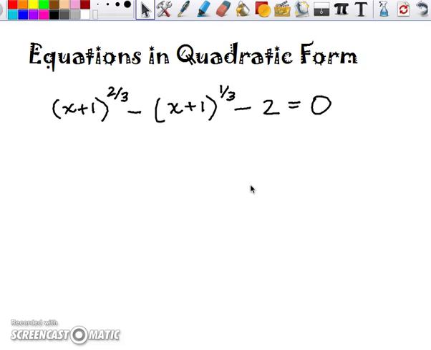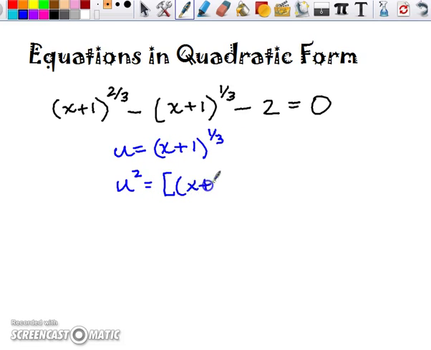So what we do first is that U substitution. I'm going to do that by selecting a u, and my u in this case is going to be this quantity, x plus 1 to the 1/3. I pick that as my u because in order to have a quadratic, I need a squared. If I square that quantity of u, look what happens.